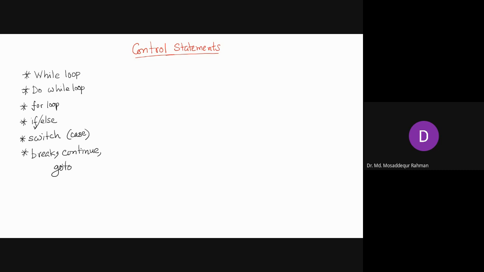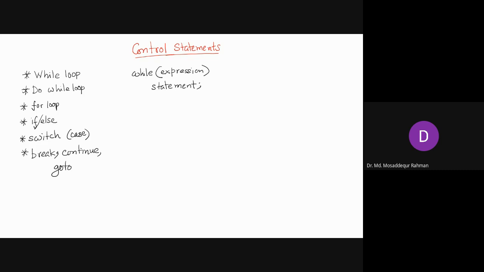So we start with the while loop. What is the structure of this control statement? It is written like this: while, then you have the expression, and if that is true, then you have the statement. That is the basic structure for the while loop.